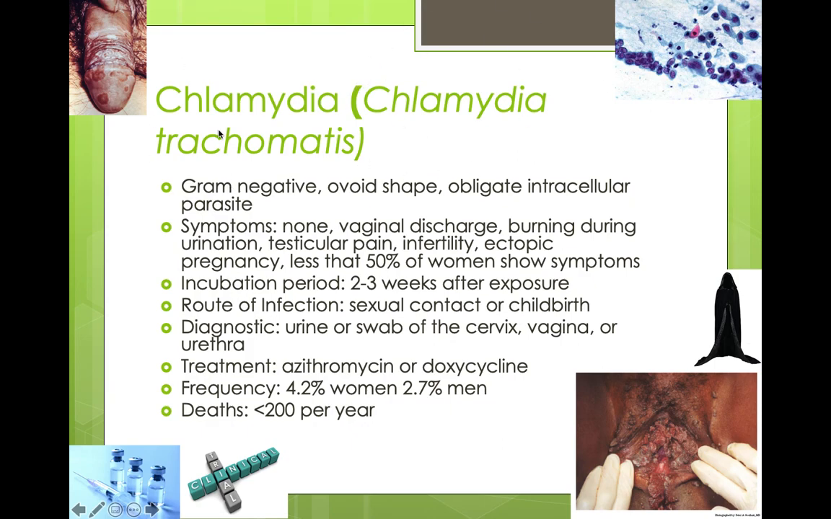Our last one, chlamydia. Chlamydia trachomatis, an STD, gram-negative, ovoid shape, obligate intracellular parasite. This is it up here, right there. Inside the cell, little weird looking guy. Spread mostly through sexual activity. You can get it from childbirth and things like that, but the other way is through sexual contact.